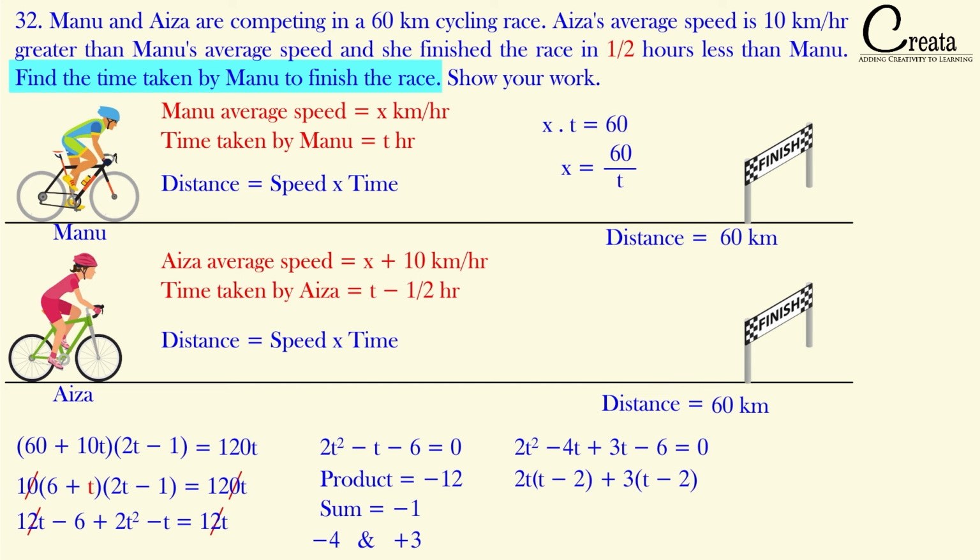Let's further solve it. Let's take the common term. We got (2t + 3)(t − 2) = 0. We got 2t + 3 = 0 and t − 2 = 0. So we got two answers. First is t = −3/2 and the second is t = 2. The time cannot be negative, so let's cancel out −3/2. The only applicable solution is t = 2 hours. That is the answer of the question. Manu will take 2 hours to complete the race.